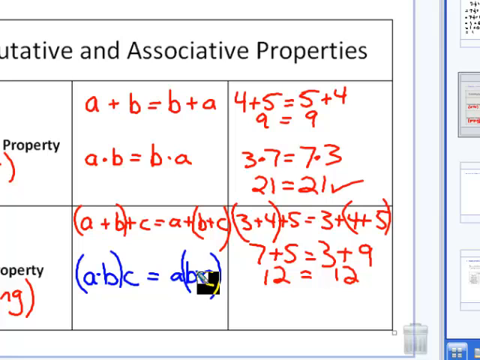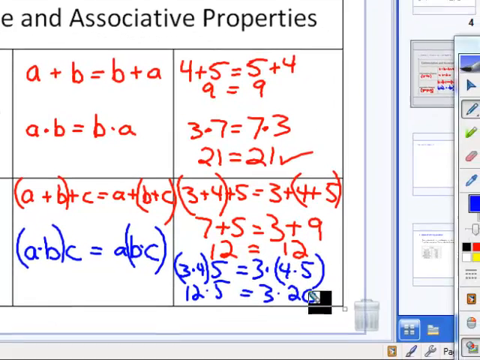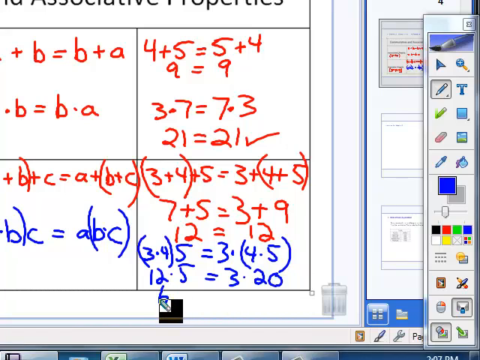So let's find out. We'll take those same numbers, 3 times 4, in parentheses, times 5. That should equal 3 times the quantity, the group, 4 times 5. Well, here we go. On the left we have 12 times 5, and here we have 3 times 20. Well, 12 times 5 is 60, and so is 3 times 20.